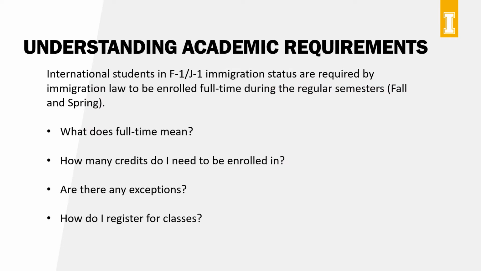International students in F1 or J1 immigration status are required by immigration law to be enrolled full-time during the regular semesters, fall and spring semester. If you are not registered full-time by the University of Idaho's add-drop deadline, your CVIS record will be terminated and you will lose your F1 or J1 visa status. There is no grace period to remain in the U.S.